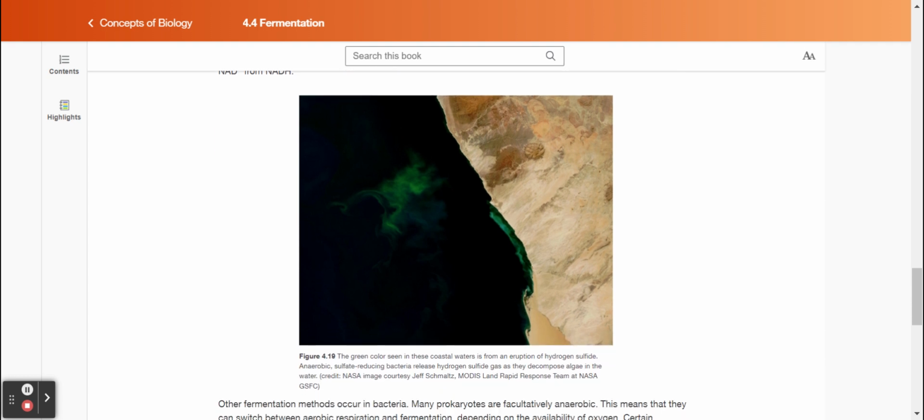Figure 4.19. The green color seen in these coastal waters is from an eruption of hydrogen sulfide. Anaerobic, sulfate-reducing bacteria release hydrogen sulfide gas as they decompose algae in the water.